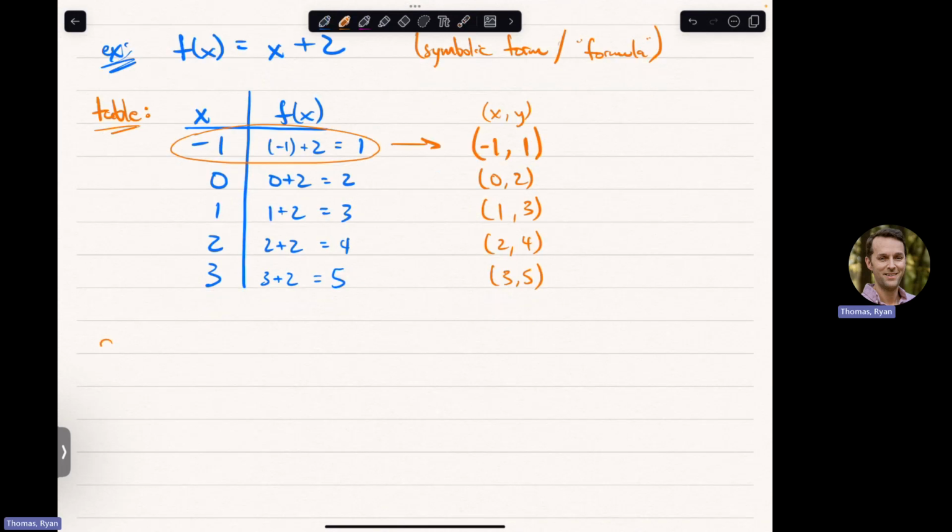Another common representation is to use a graph. On a graph, we take 2 number lines, call one of them x, we call the other one y. Imagine that they're sort of spaced out and have little hash mark things if you want to keep track of where you are. I'm not going to try to be real precise in drawing this because I'm just sketching it. But I would just take these points that I found and plot them. So -1, 1, 0, 2, 1, 3, 2, 4, 3, 5.